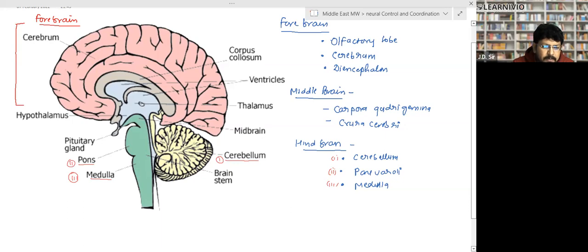And this upper part is basically called midbrain, right? And there is a gland called pituitary gland present over here. We know hypothalamus gland is present over here, and this middle part of the brain is called thalamus, right? So please note down the parts of brain.